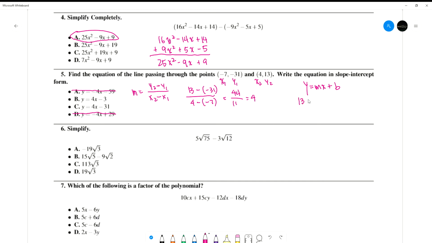So y is 13 is equal to the slope we just calculated, 4, times x, which is 4, plus b. So I have 13 is equal to 16 plus b. Now I can subtract 16 from both sides, so I get negative 3 is equal to b. So now I can see answer choice B is the correct answer. Right? We have y is equal to, m is 4, b is negative 3. Any questions? All right, if you have any questions, please type it out in chat, and I will gladly go over it. Let me scroll down here.